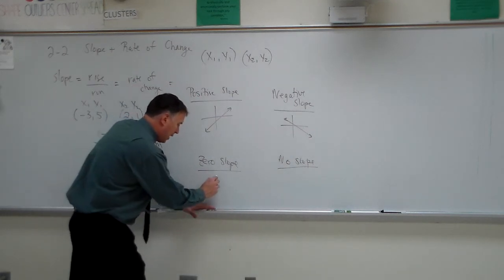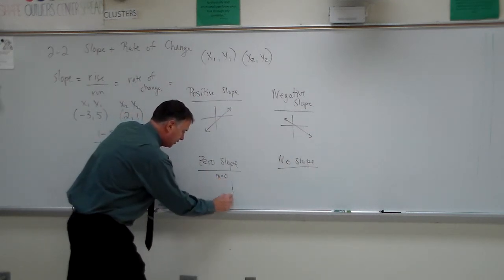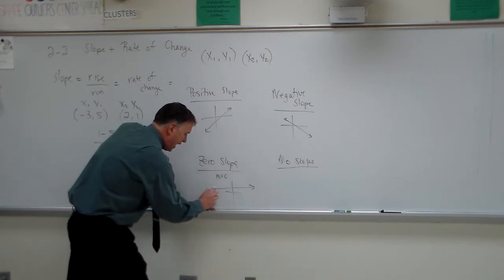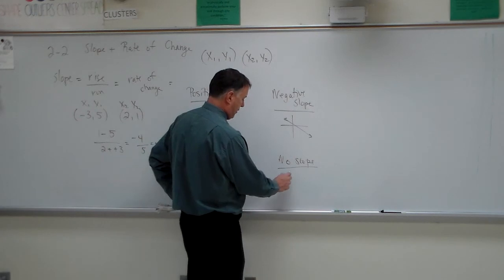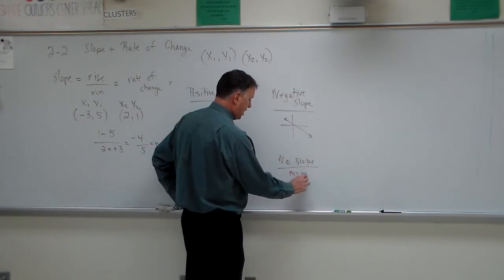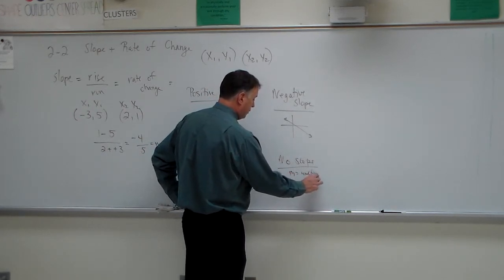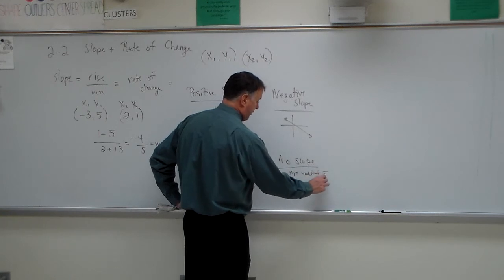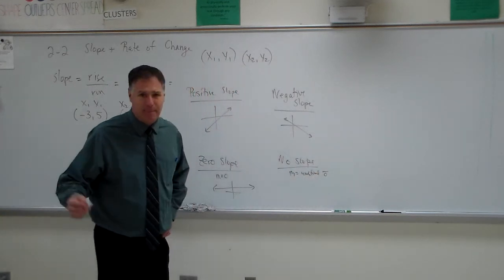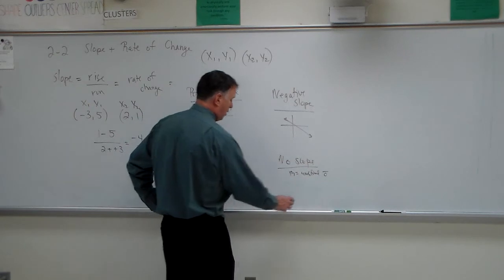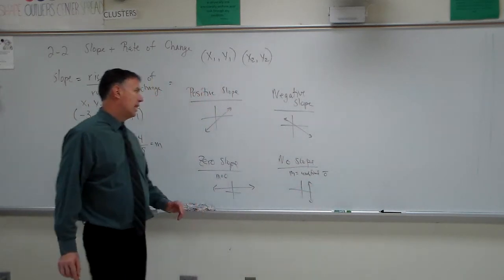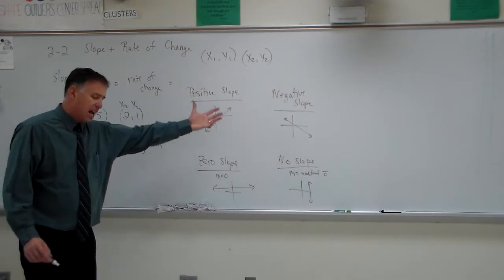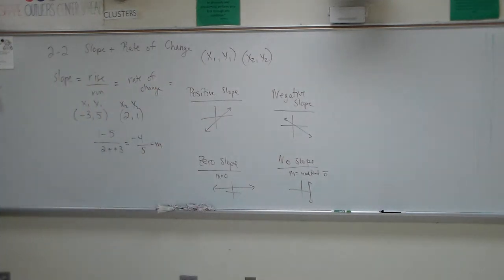Zero slope is when m is equal to 0, and that's when you have a horizontal line. No slope, that's when your slope is undefined, which means you have a number on the top and a 0 on the bottom. That can't happen in math. You can't divide by 0. And that's an example of a vertical line. Okay, so those are the 4 different types of slope that you can come up with.